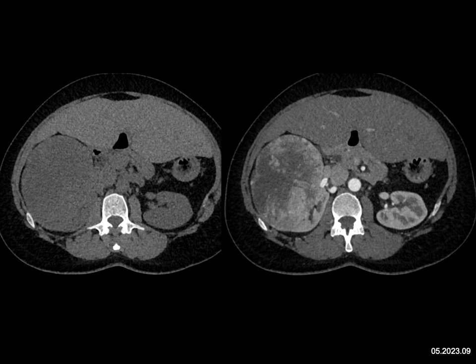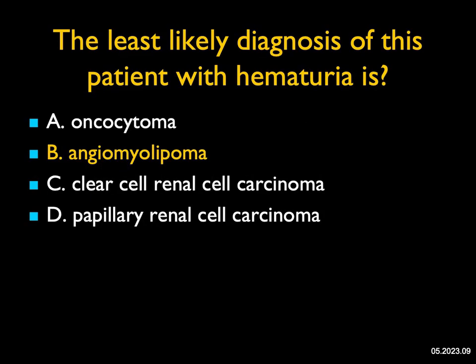And yes, you could say maybe it's an angiomyolipoma that's fat poor, and sometimes we see only a drop of fat. But usually when a lesion gets this large and has this kind of vascularity, and there's no unusual vessels, you got to be thinking renal cell carcinoma. Then the argument is clear versus papillary. And in fact, this ended up being a clear cell renal cell carcinoma, but the least likely diagnosis would be angiomyolipoma.